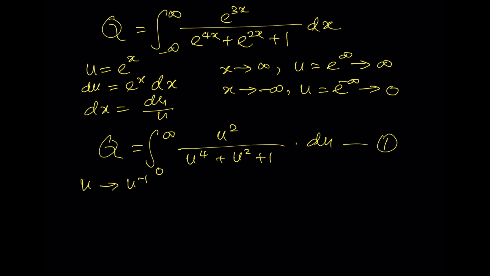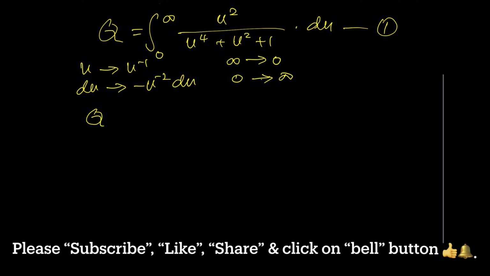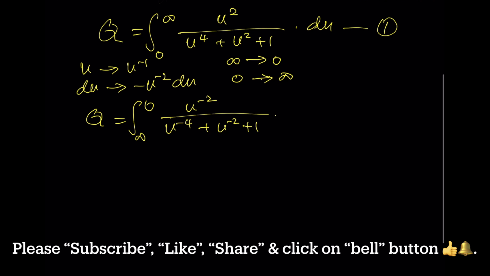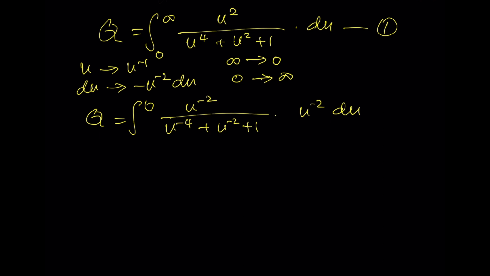Change u to become u power negative 1, therefore du becomes negative u power negative 2 du, infinity becomes 0 and 0 becomes infinity. We obtain a new Q, which equals the integral from infinity to 0 of u power negative 2 divided by u power negative 4 plus u power negative 2 plus 1, and then the whole thing multiplied by negative u power negative 2 du. Cancel the negative by swapping the integration bound. Also, we include the new term, which is multiplying u power 4 divided by u power 4.